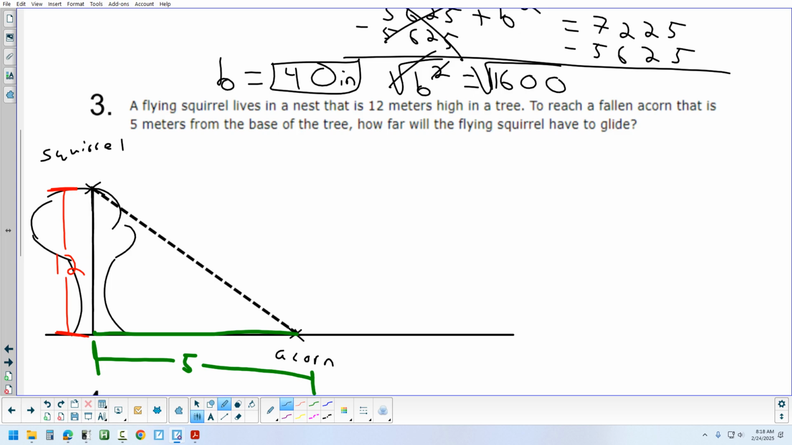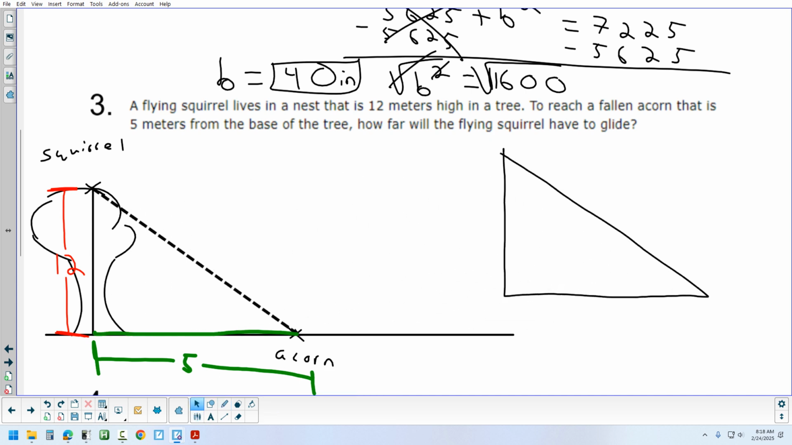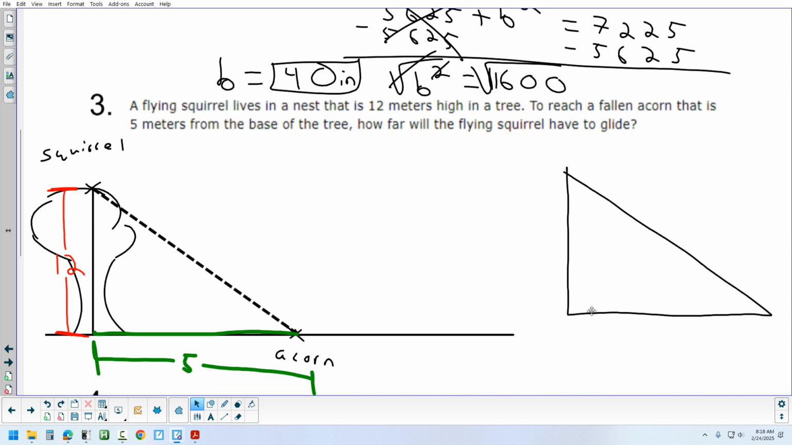So that's the height of the squirrel nest, how far away the acorn rolled, and then how far the squirrel has to glide. So I can take that triangle, put it off to the side. And now I'm going to label everything that I had. I'm just not going to have the tree and all that stuff anymore, just the triangle. 12, 5, and that's my 90-degree angle right there. All right. So now we're going to find the length of the hypotenuse.